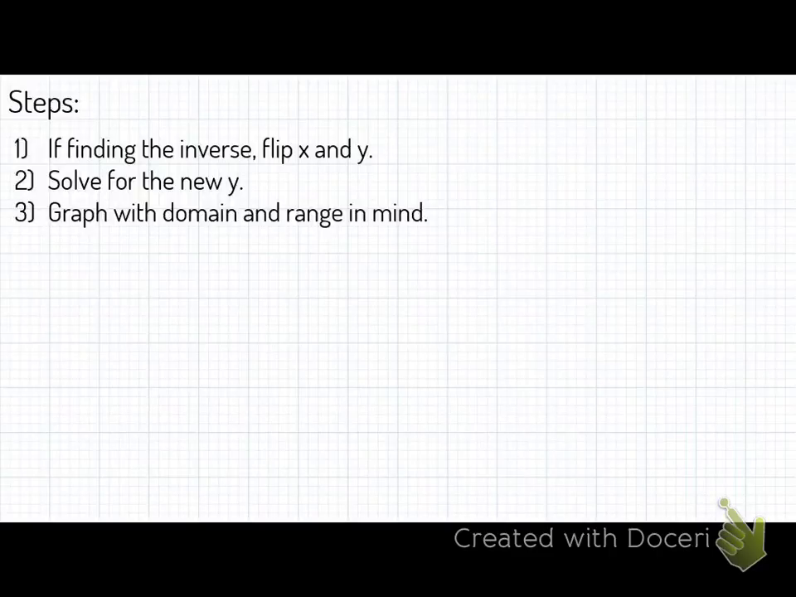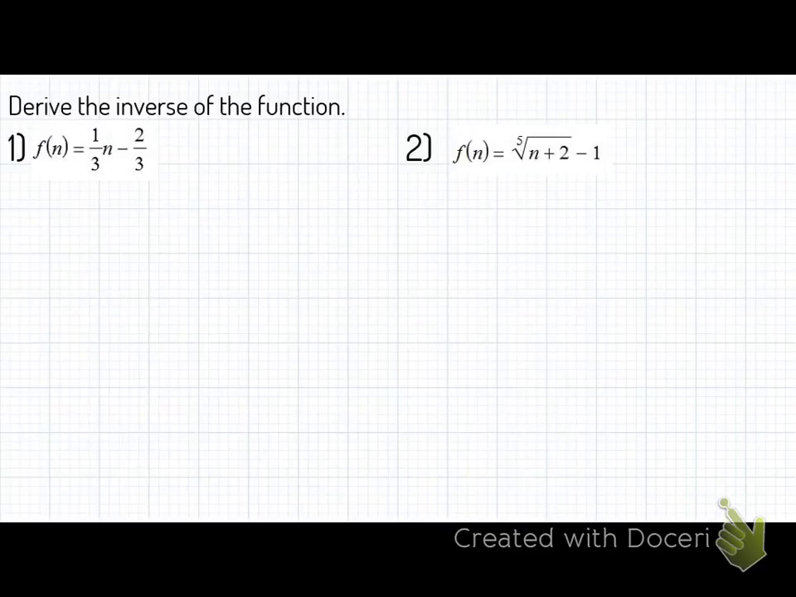Okay. Here we go. Derive the inverse of the function. So number 1, and 2. I'm going to show you how to do a couple of these. You can watch. This is all going to be algebra. So we have this function notation, f of n. That's just the name of this function. f of n is equal to 1/3 n minus 2/3.